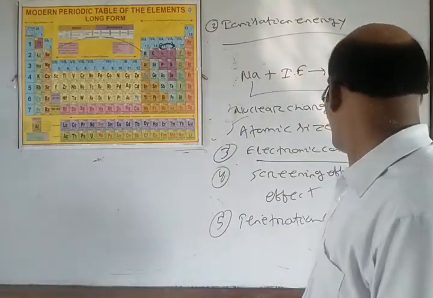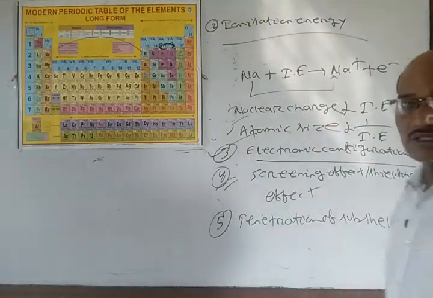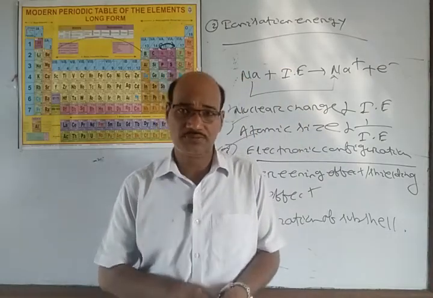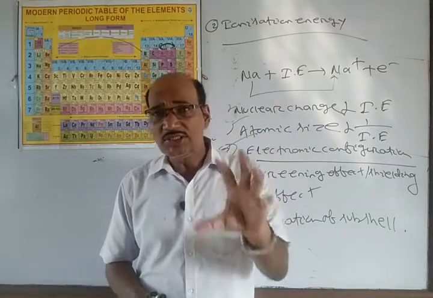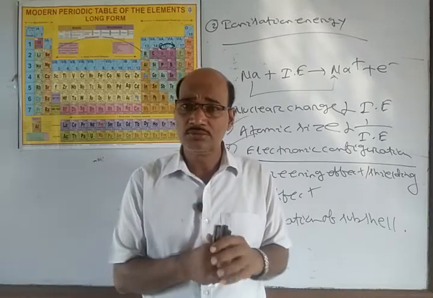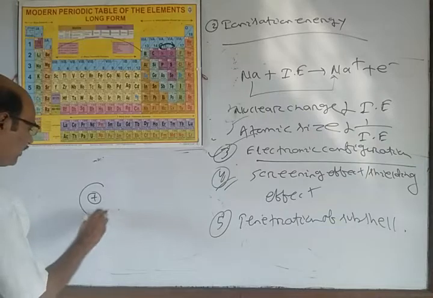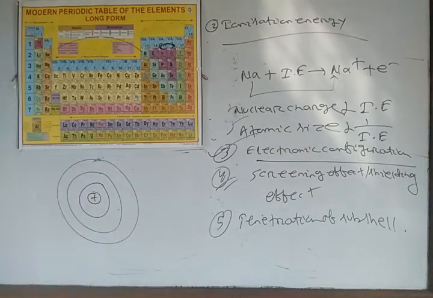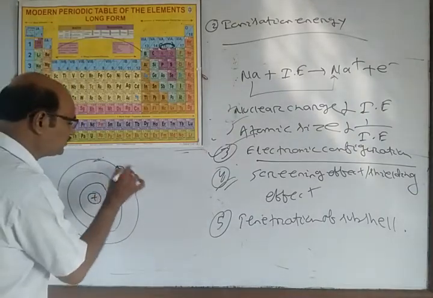Now screening effect or shielding effect. What is screening effect or shielding effect? See, when we consider the atom, we have the nucleus here at the center. Then after we have what? Here the nucleus, with the orbit here, orbit here, orbit here. Okay. Suppose here is the valence electron.